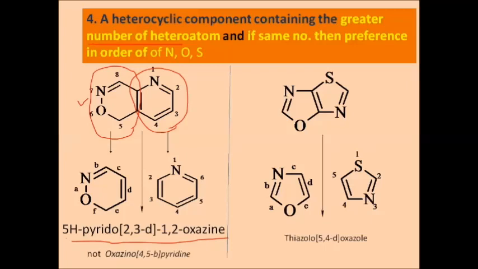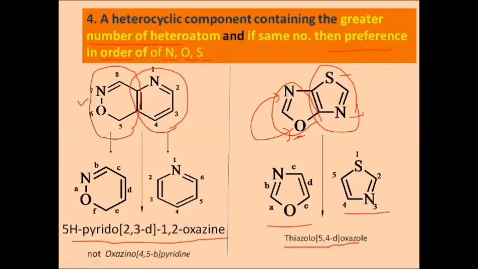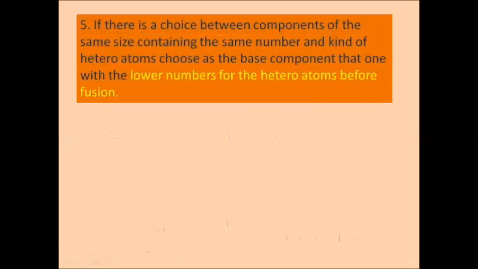If both rings have the same number of heteroatoms, then preference will be in the order of nitrogen, oxygen, then sulfur. In this ring, oxygen and nitrogen are present and in this ring nitrogen and sulfur are present. So we will give the preference to the nitrogen and oxygen. So oxazole ring is the basic ring and thiazole ring is the substituent ring. So the IUPAC name will be thiazolo[5,4-d]oxazole.